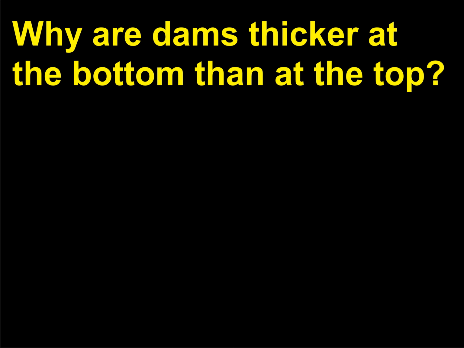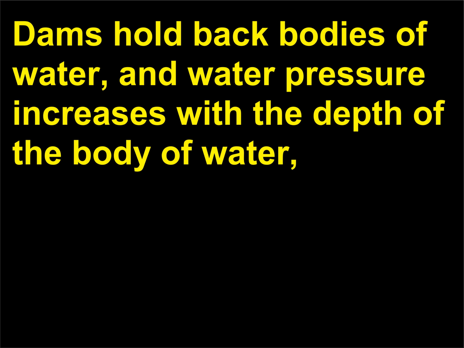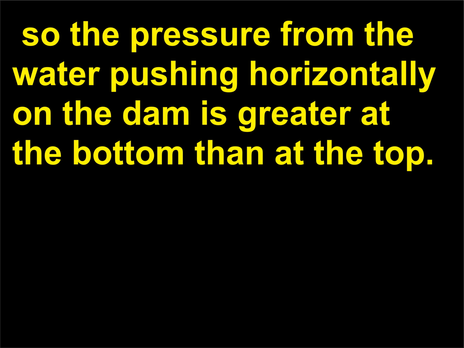Why are dams thicker at the bottom than at the top? Dams hold back bodies of water, and water pressure increases with the depth of the body of water. So the pressure from the water pushing horizontally on the dam is greater at the bottom than at the top.